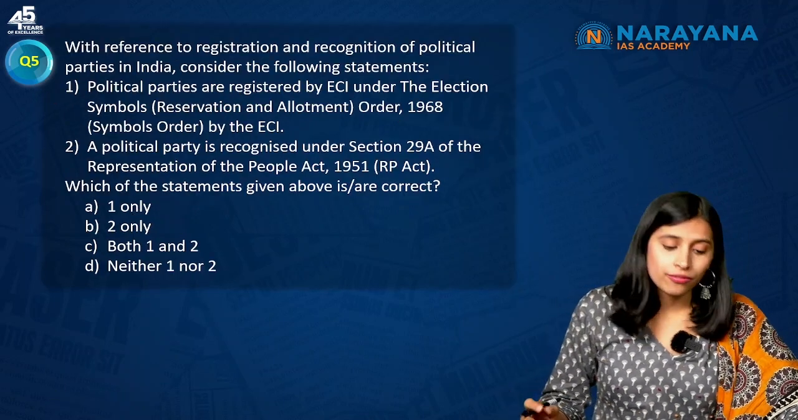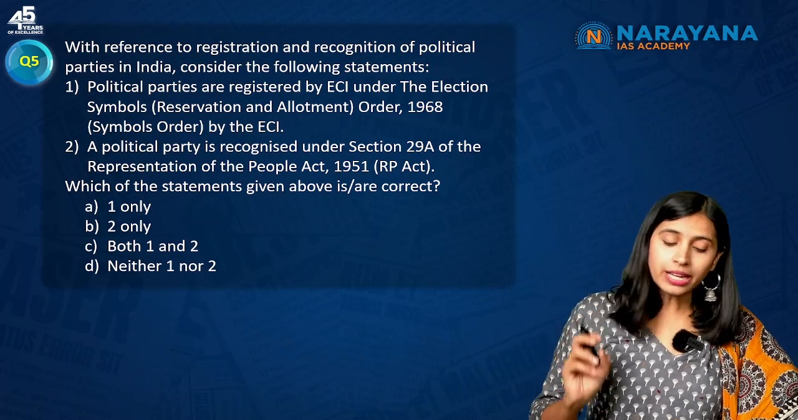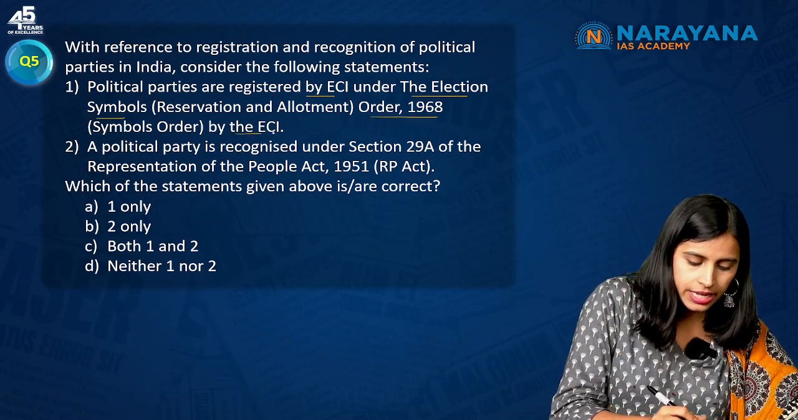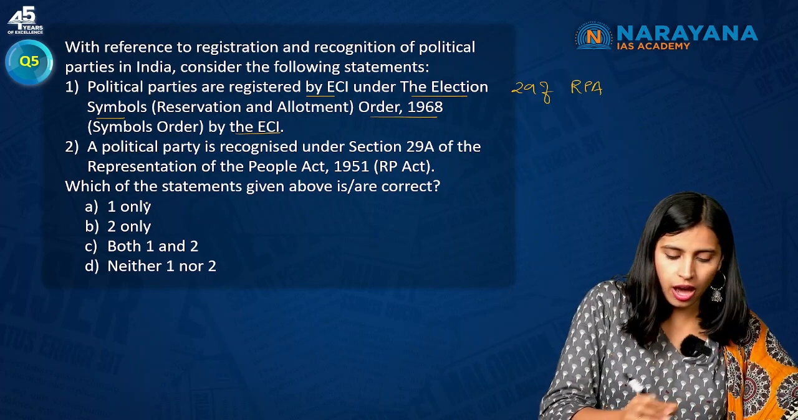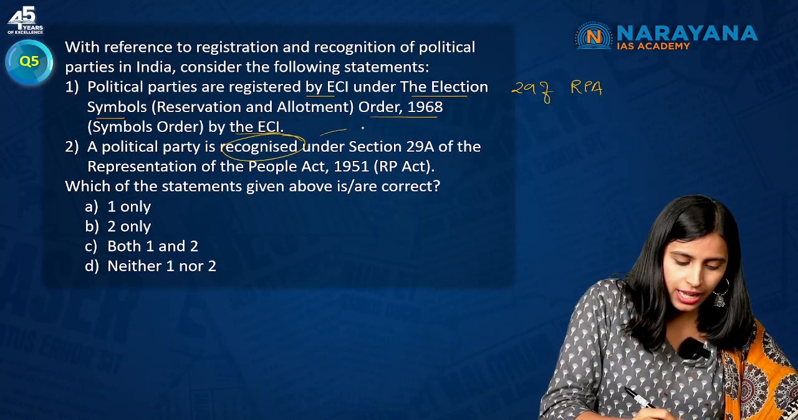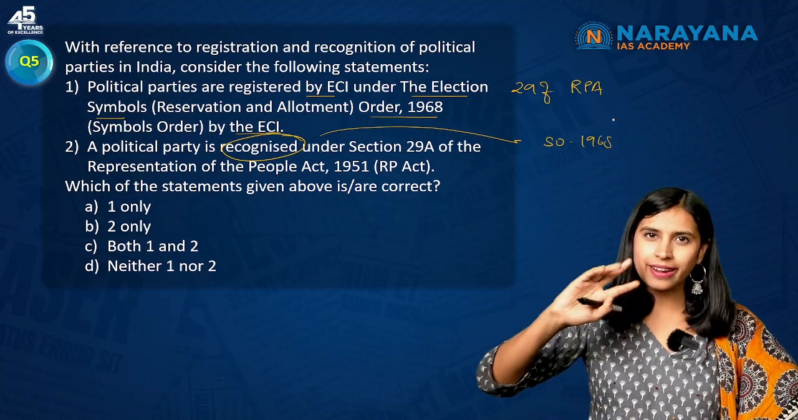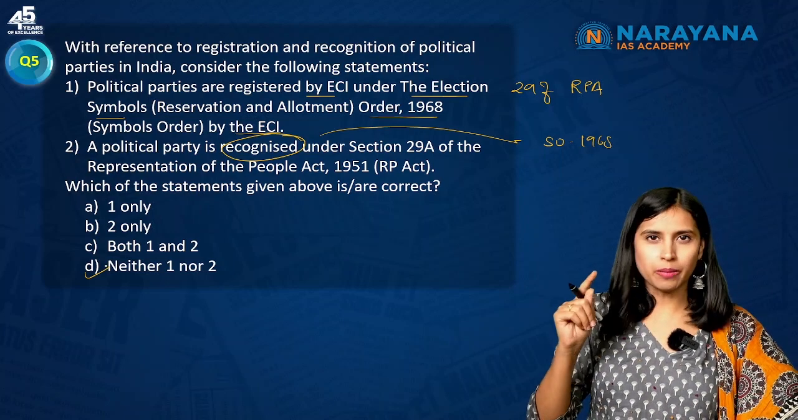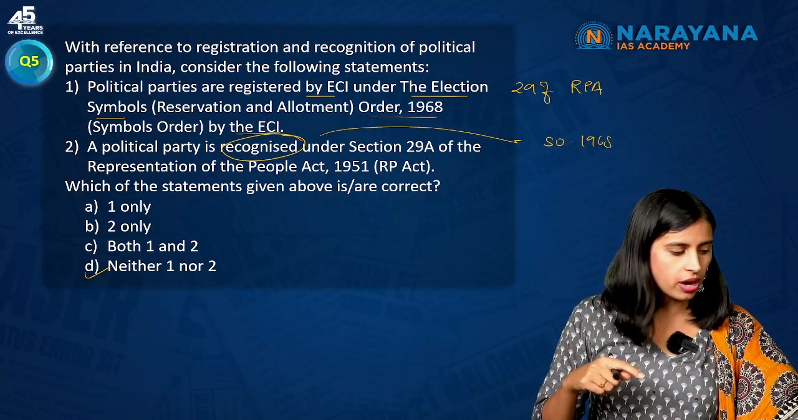Okay, next. With reference to registration and recognition of political parties in India, consider the following statements. Number 1, political parties are registered by the Election Commission of India under the Election Symbol Order 1968. And second statement, the political parties are recognized under Section 29 of the RPA, Representation of People Act 1951. Now here, you should know the recognition is done under the Symbols Order 1968. So it is like reverse. So both the statements are incorrect. So the answer is going to be D. So you should remember under which article a party is registered and under which particular act the party is recognized.